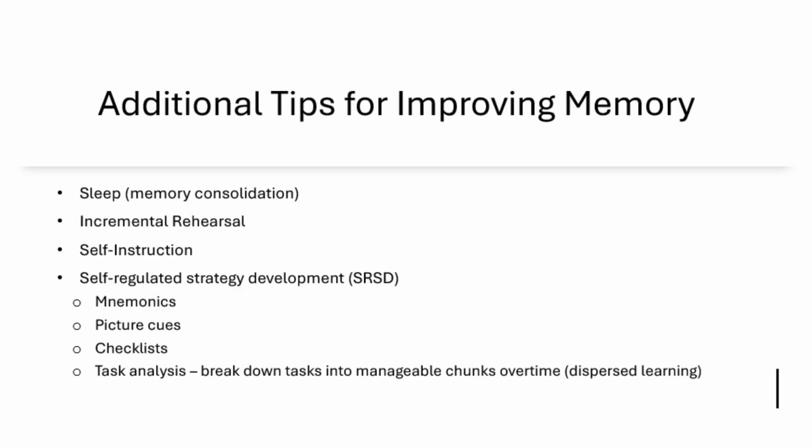Self-regulated strategy development includes many of the mnemonics we've already talked about, picture cues to add a visual component, checklists, and task analysis. This is similar to dispersed learning, where you break a task down into manageable chunks and then you tackle them over time as opposed to all at once. It is important to keep in mind that these strategies are only helpful in the context in which they are utilized. With practice, these tips can become skills that are readily available to us to be used in our classes and whatever other areas of life we may need them.